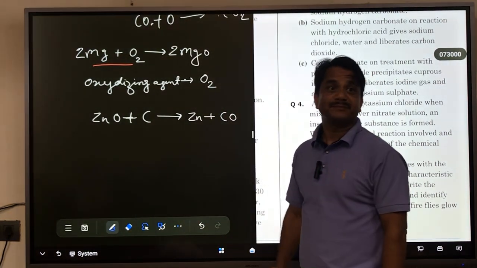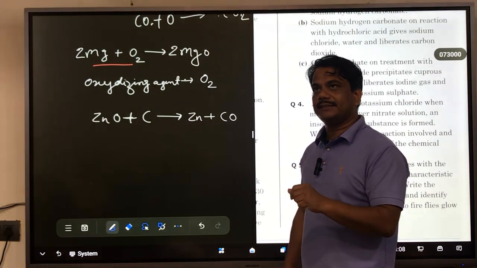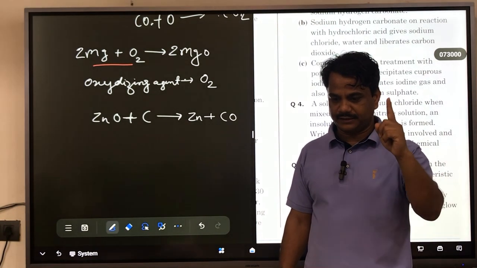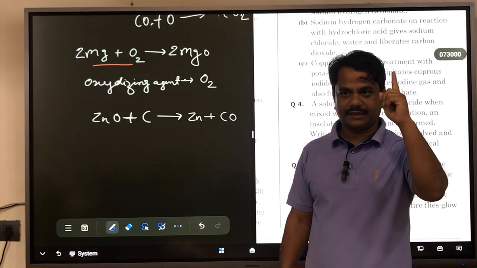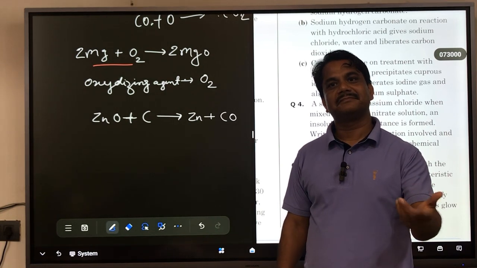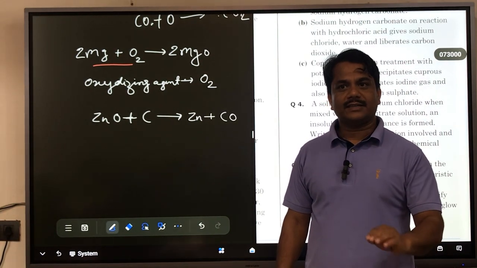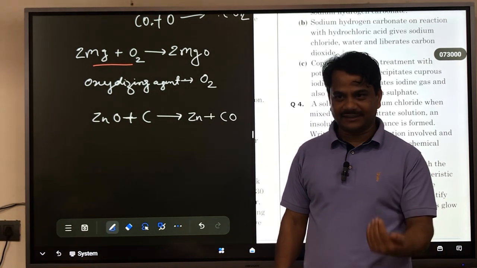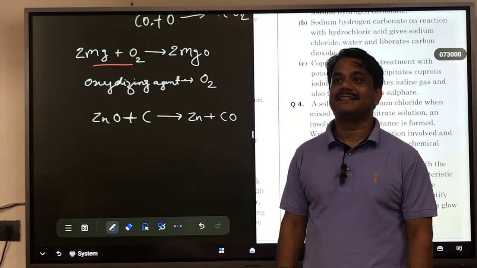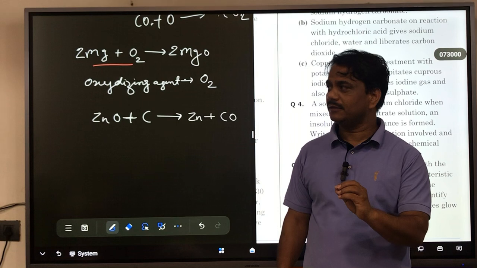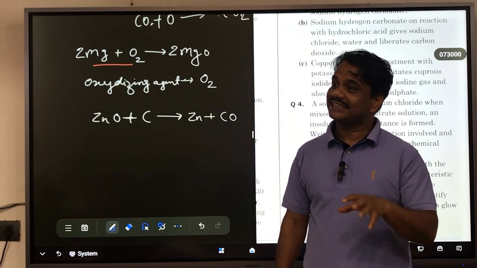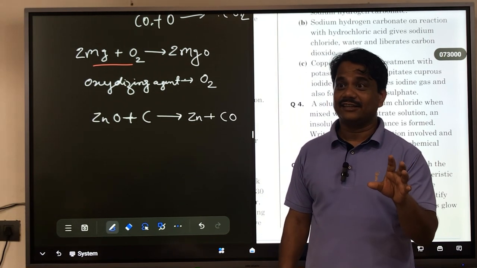Zinc oxide. I want to find the oxidizing agent here. Okay, sir. Oxidizing agent means we have to search for a system that is giving oxygen. So tell me, which system has oxygen? Sir, ZnO. So the oxidizing agent is ZnO. What is happening to C? Sir, C is getting oxygen. Don't say oxidation, don't make a grammatical mistake. Getting oxygen, oxidized. It's a reducing agent.